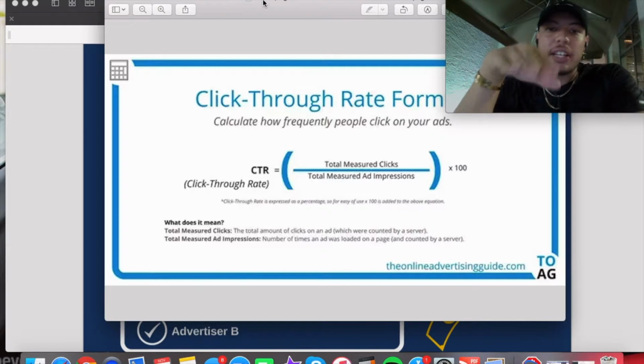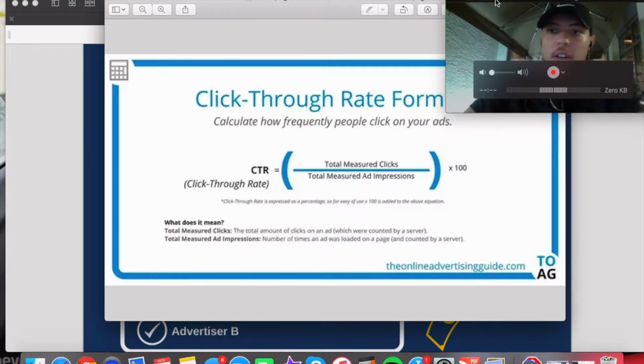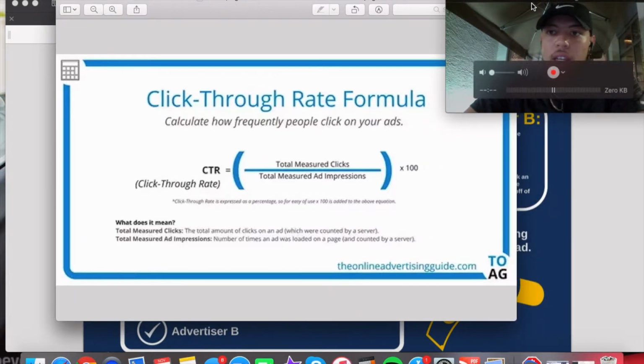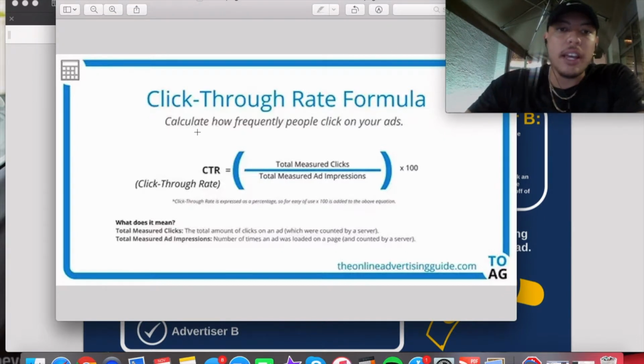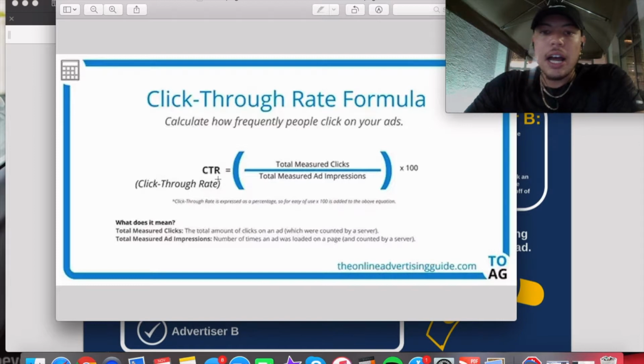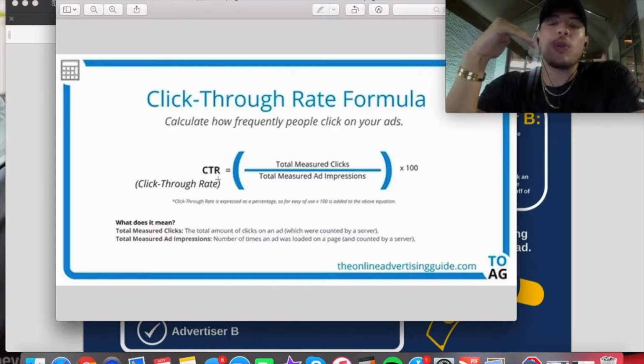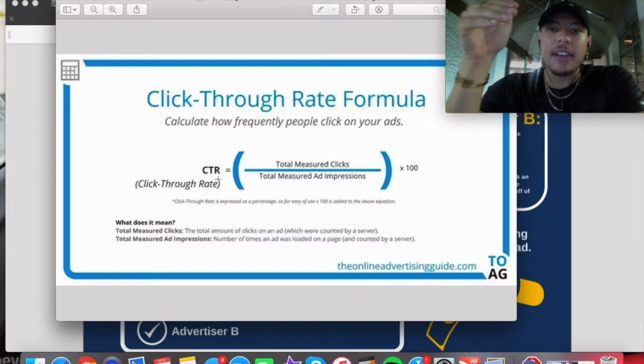So let me go ahead and break down click-through rate and how that works. So here's a little visual here. Click-through rate is to calculate how frequently people click on your ad. Let's just say we're running an advertisement, right? And 100 people see our ad. If 2 people were to click on our ad, that's a 2% click-through rate.